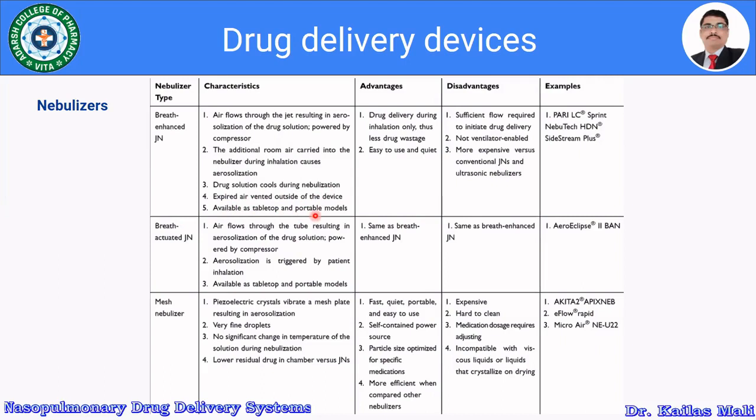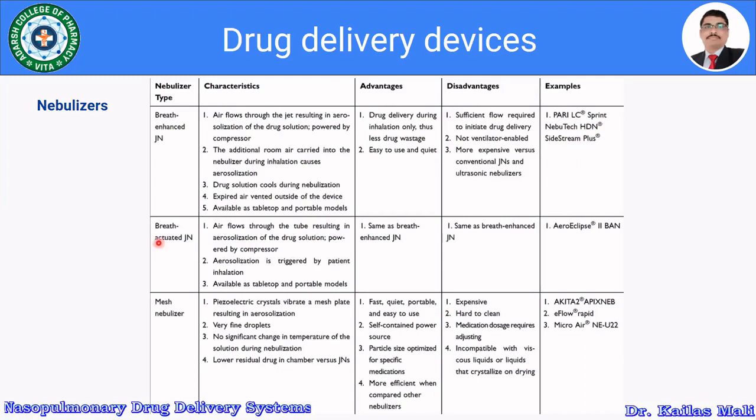The advantages of breath enhanced jet nebulizers are drug delivery during inhalation only, thus less drug wastage, and they are easy to use and quick. The disadvantages: sufficient flow required to initiate drug delivery, not ventilator enabled, and more expensive versus conventional jet nebulizers and the ultrasonic nebulizers. For example, Pari LC Sprint, Nebutec HDN, and Sidestream Plus.